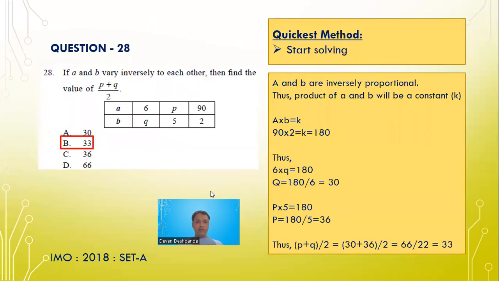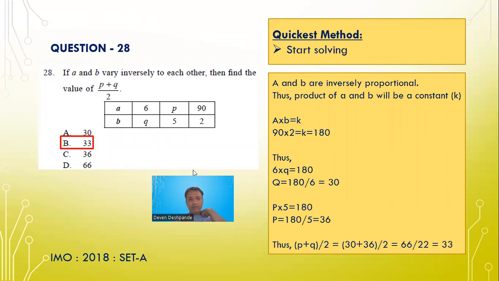Okay, next one. If A and B vary inversely to each other, then find the value of (P plus Q) upon 2. A and B are inversely proportional, isn't it? So if A increases, B will decrease in the same ratio. What it means is that the product of A and B will be a constant. A into B is a constant.